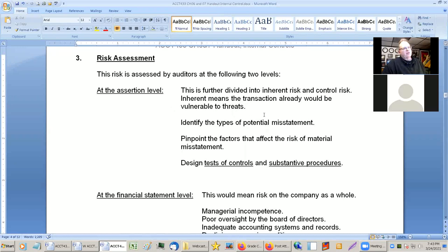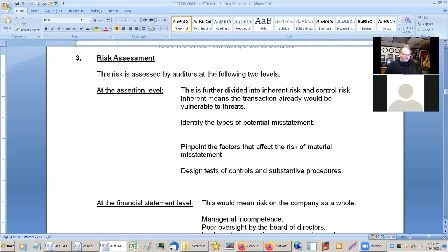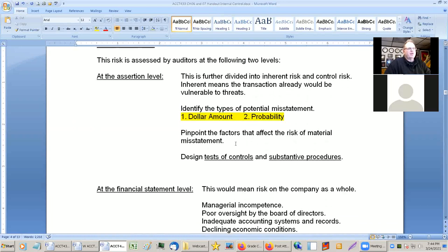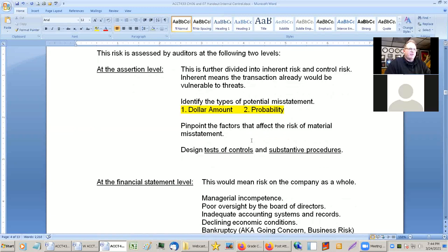What would be the inherent risk and control risk of those? Inherent risk being that the transaction would already be vulnerable to threats. We've talked about inherent risk before. Okay, identify potential misstatements. We talked about that, and it's always two factors. You have a dollar amount, and two, probability. So when you're doing these types of potential misstatement, dollar amount and probability, pinpointing the factors that may cause it, the controls in this area, or whatever it is, things that could affect the material misstatement.